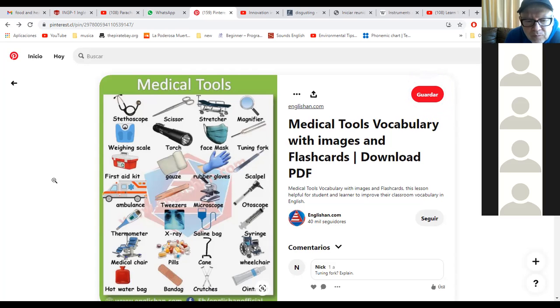Thermometer. X-ray machine. Saline bag. Syringe. Medical chair.